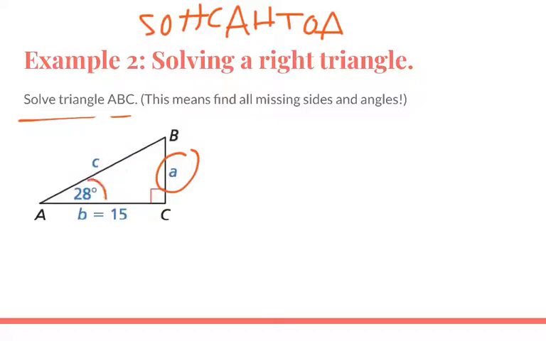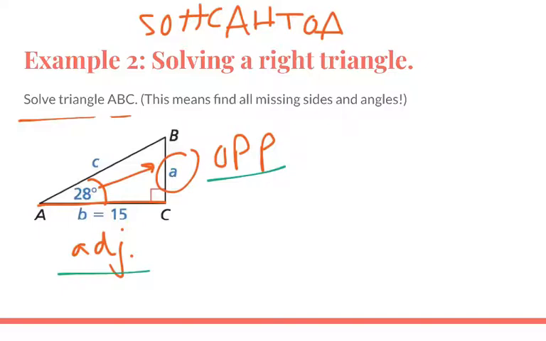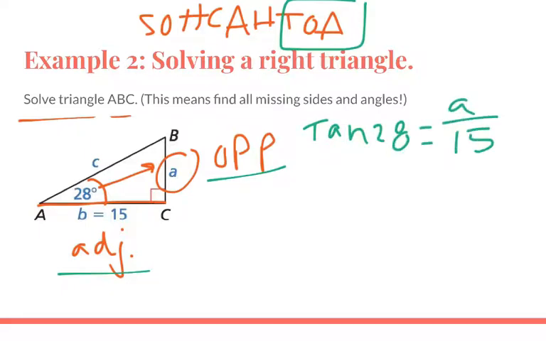Okay, so from the angle that's given, side A is the opposite side, and the other side that we know, which is side B, that's 15, that's the adjacent side. So now I have to say, what trig function uses opposite and adjacent, O and A, and that would be tangent. So then I can write tangent of 28 equals A over 15. And from here, I'm trying to solve for side A. It's currently being divided by 15, so I can multiply by 15 to get rid of that, as long as I do that to both sides.